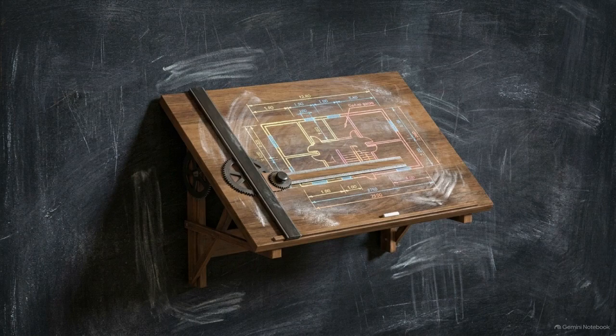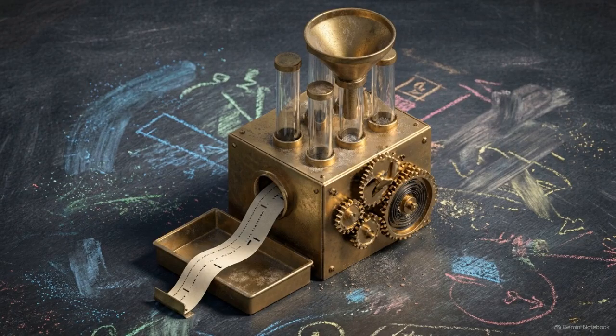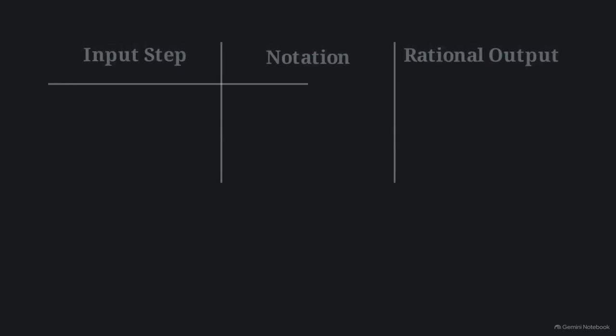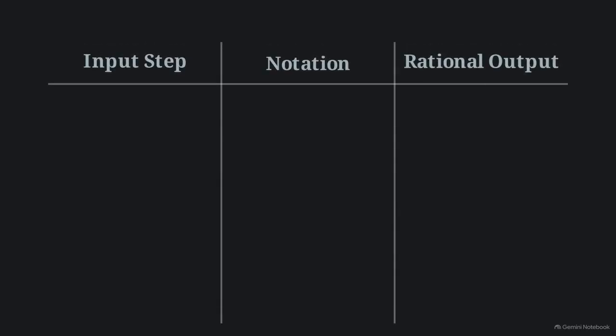To build the real number system, mathematicians started with a simple concept, a sequence. Think of a sequence as a machine that produces numbers one by one. You put in a step number, and it spits out a mathematical result. The exact order is strictly controlled.